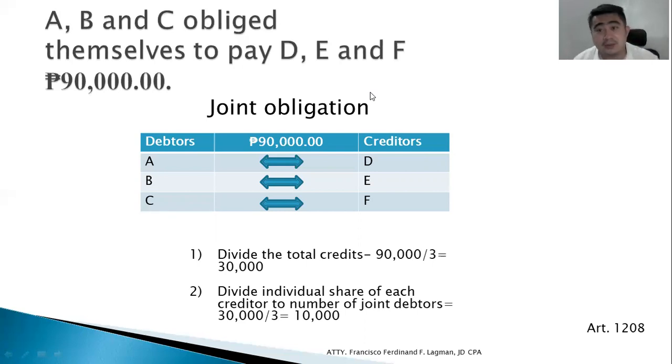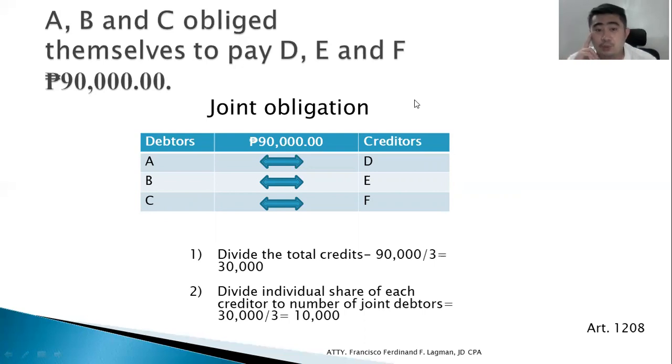Now in the next slide, we will see how the payment works. Can D collect from A? Look at the chart, class. Can D collect 90,000 pesos from A? The answer is no. Because there are three of them, it is 90,000 divided by 3. So D, E, and F are each entitled to get 30,000 pesos.